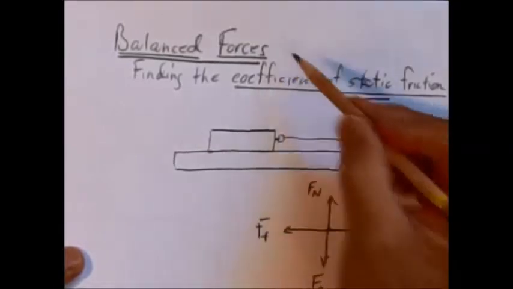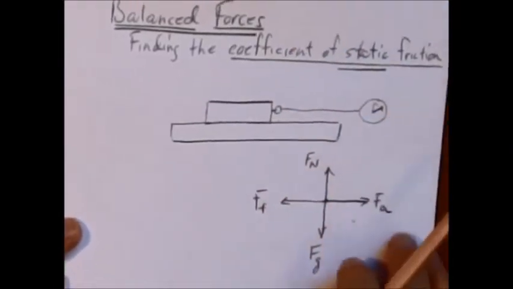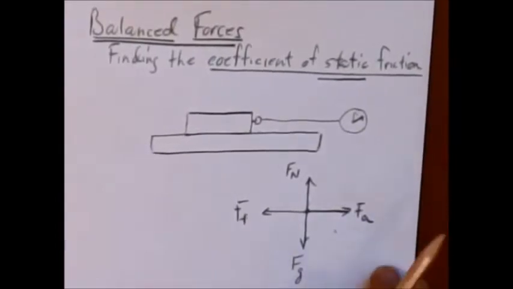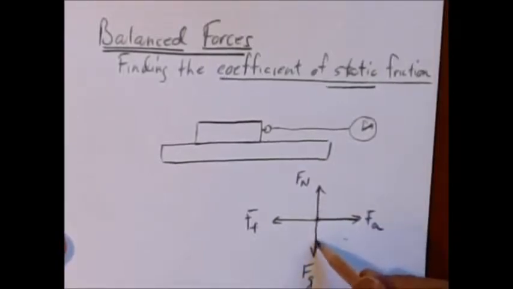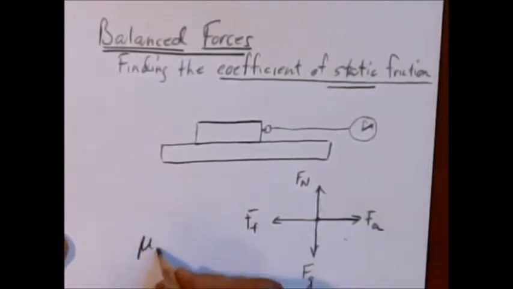Now this is a balanced forces problem, so all of these forces are going to be in balance. The normal force is going to be equal to the force of gravity, and the applied force is going to be equal to the friction force. Now the question is, what is the coefficient of static friction, mu s? That's what we want to know. But before we can do that, we've got to put in some values here, right?